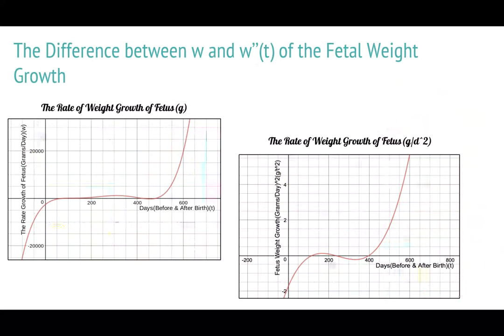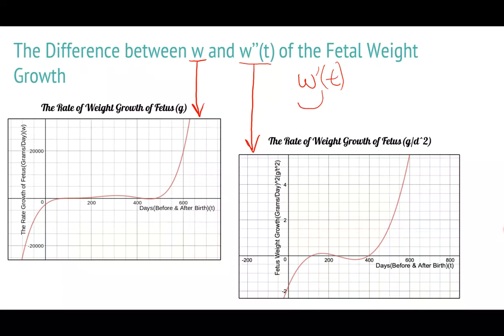So we wanted to see the difference between W and W double prime of T of the fetal weight growth. So we basically graphed the rate of weight growth of the fetus, and it's just the original function. To get to the original function, we used the velocity derivative, which was the degree 4 polynomial.